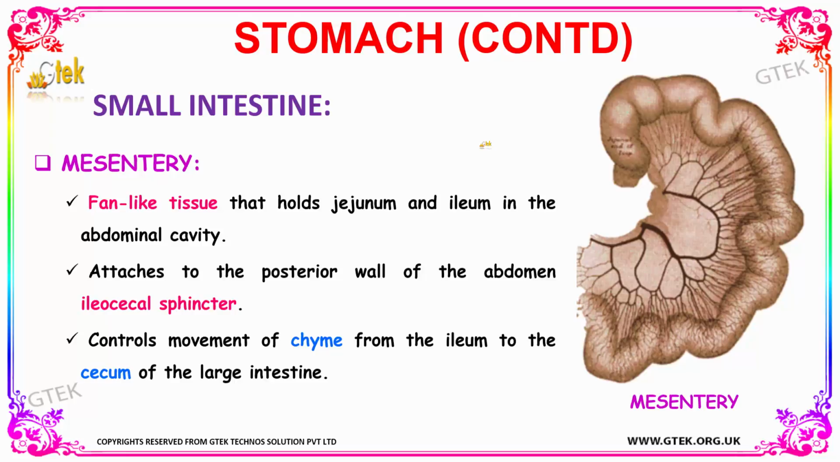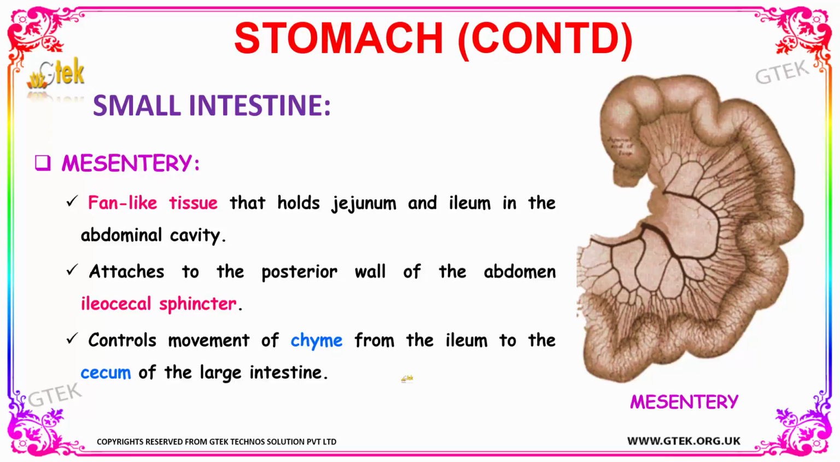Next we are going to see about the part mesentery in your small intestine. Mesentery is nothing but a fan-like tissue which holds the jejunum and the ileum in the abdominal cavity. It attaches to the posterior wall of the abdomen, which is your ileocecal sphincter. It controls the movement of the chyme, that is, the mixture of food and gastric juice from ileum to the cecum of your large intestine.